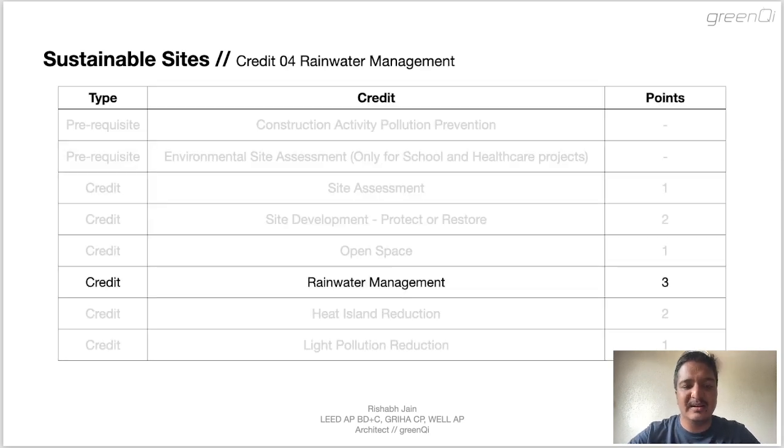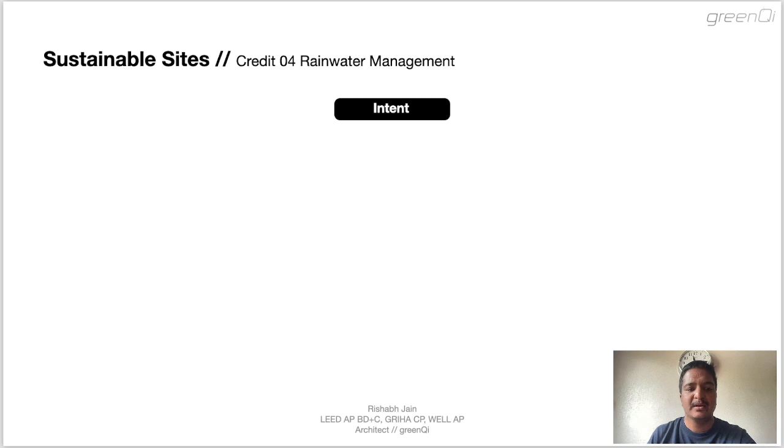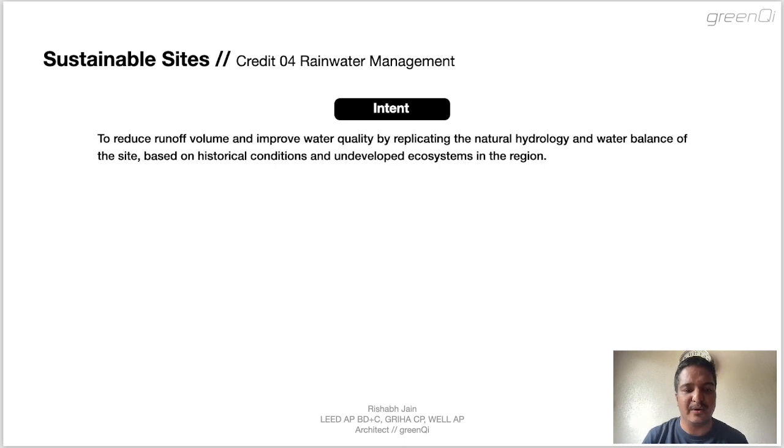Moving on to the fourth credit in this category, which is rainwater management. I'm sure as building design professionals, we all know how and why to manage rainwater, but let's understand how LEED recommends us to do it. As you can probably guess, the intent of the credit rainwater management is fairly simple: to reduce runoff volume and to improve water quality by replicating the natural hydrology and water balance of the site based on historical conditions and undeveloped ecosystems in the region.